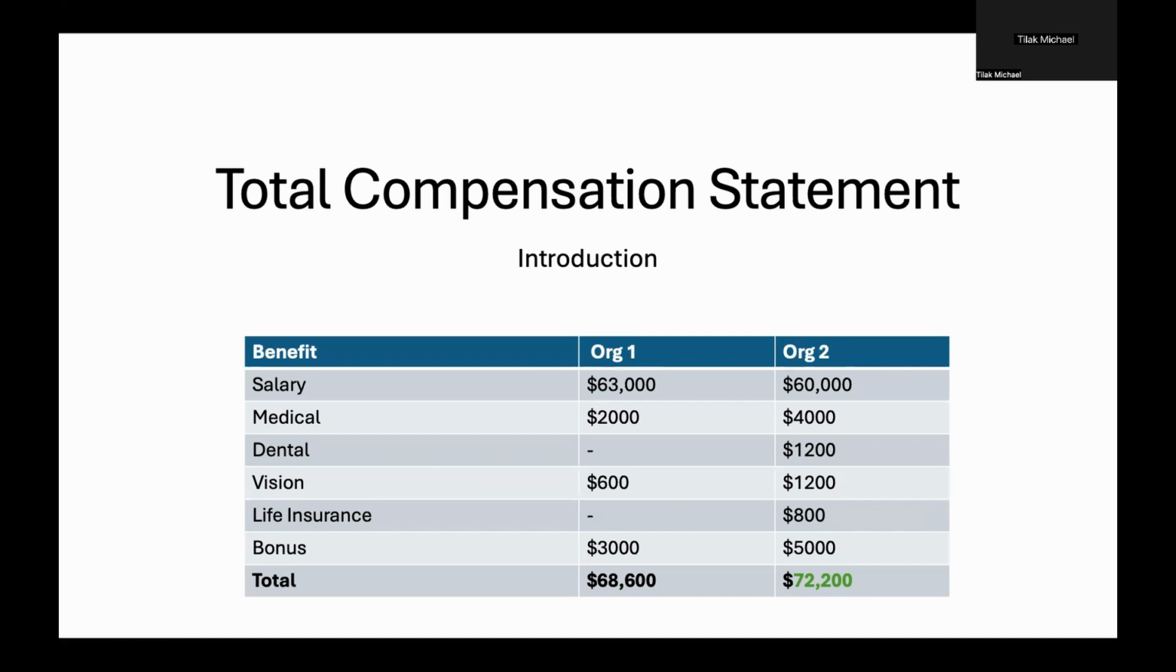Now this is just an introduction. In the next lesson, we will see how Oracle is doing it, how the Oracle TCS is doing it.